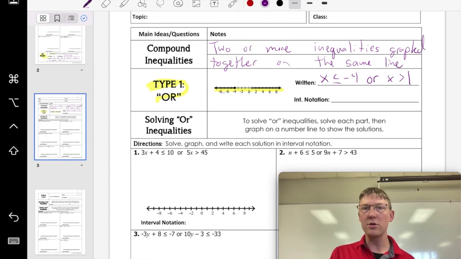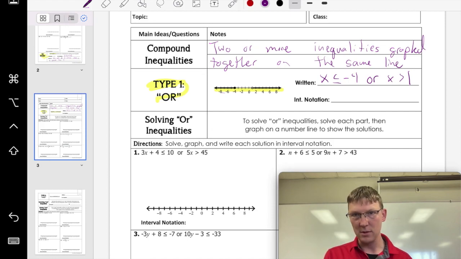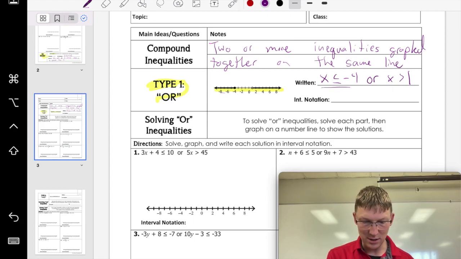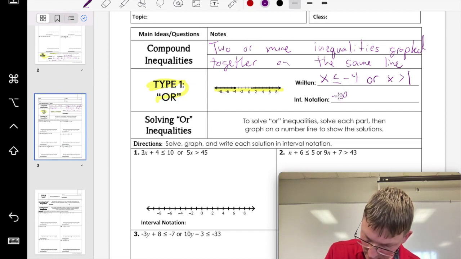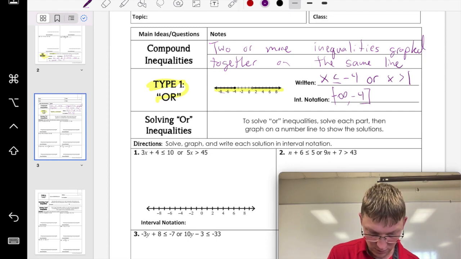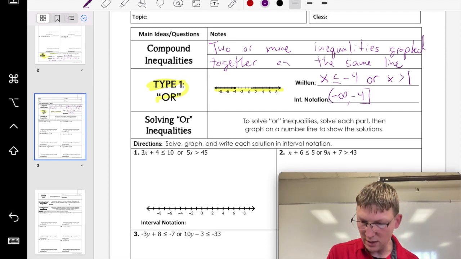So then if we wanted to do the interval notation, we would just do this guy, and then I'll show you a cute little or symbol in between. So we've got negative infinity to negative 4. It does include 4, does not include negative infinity.